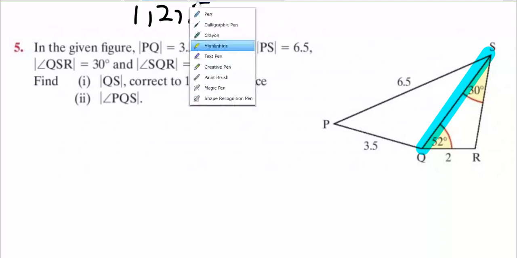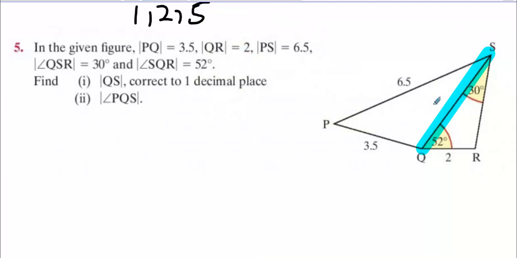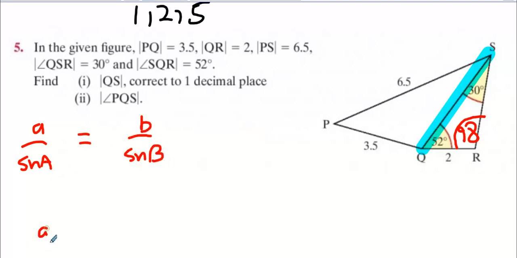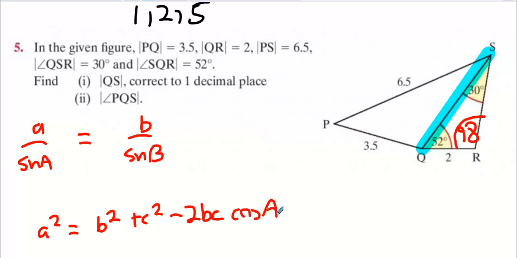Okay, let's see if we have all the information available to us. Could anybody tell me what is this red angle here? 98 for everybody, yeah? Now, here's the deal. We have two choices in our arsenal, don't we? We have A over sine A, we have B over sine B, or we have A squared equals B squared plus C squared minus 2 BC cos A. See if the sine rule works. If the sine rule doesn't work, pick something else. So let's see if it works.